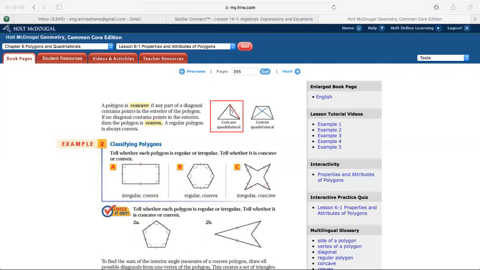If no diagonal contains points in the exterior, then the polygon is convex. A regular polygon is always convex. The regular polygon is equilateral and equiangular. All its sides are equal, all its angles are equal, and it is also convex, like this one.